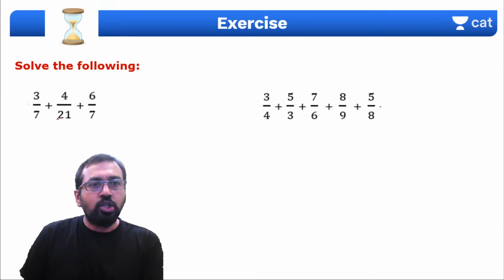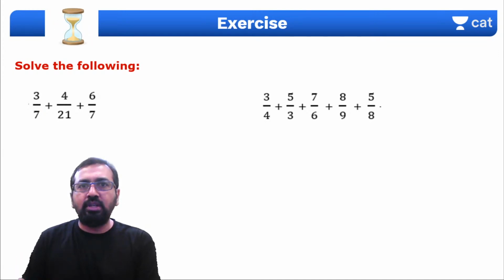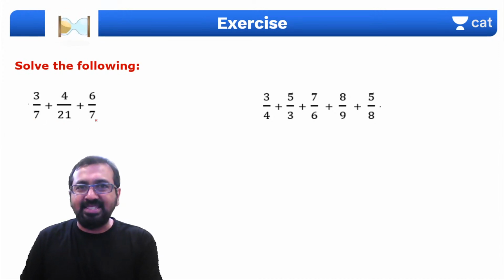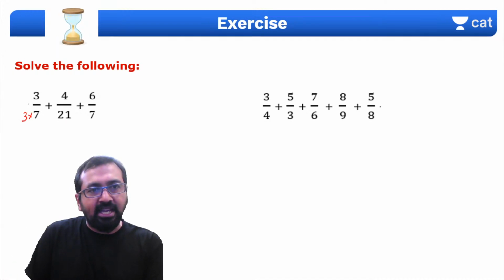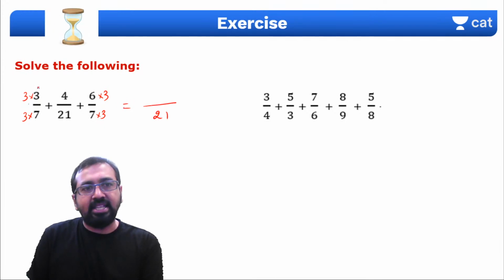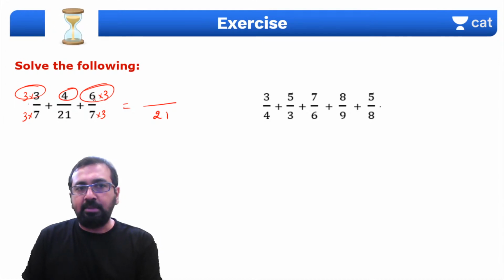Trust me guys. So coming back to this one, when you want to add or subtract fractions, the simple rule is make the denominator equal, and for that you take their LCM. 7, 21, by looking at the numbers itself, you can make out 7 3s are 21. So we'll quickly multiply both this by 3. Even over here I can multiply by 3. So all my denominators are 21 now, and I can simply add the numerators. 3 3s are 9 plus 4, 13, plus 6 3s are 18. 13 plus 18, it's 31.